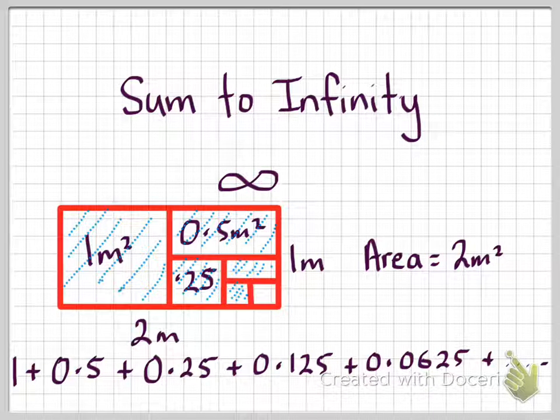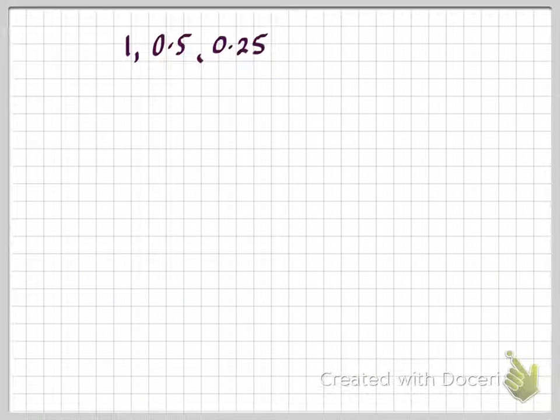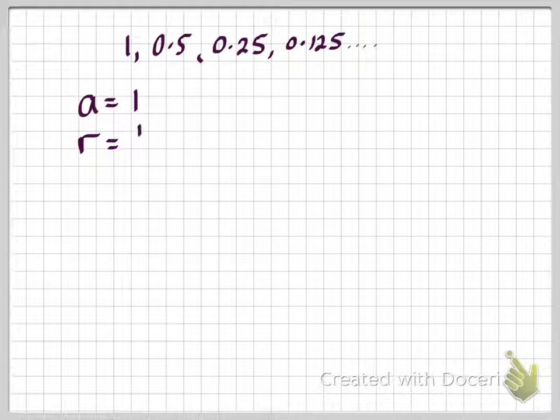It's only ever going to reach, when we add all those bits cut up, 2 meters squared, because that's what we started with. So if we have a look at this, we've got a sequence of 1, 0.5, 0.25, 0.125. The first term is 1, the ratio is a half.